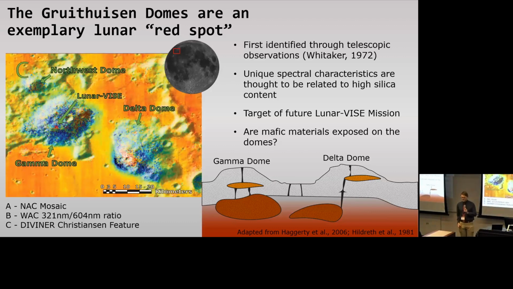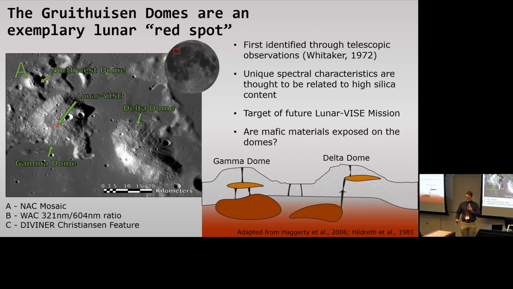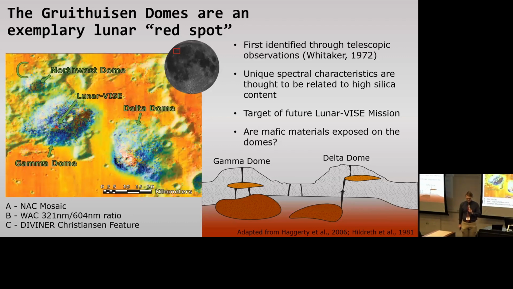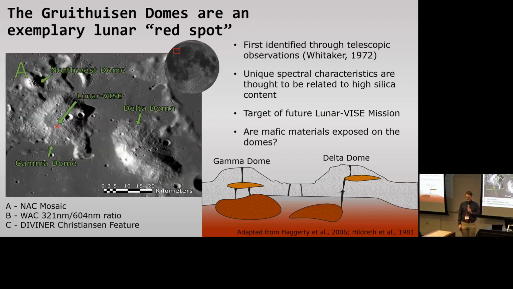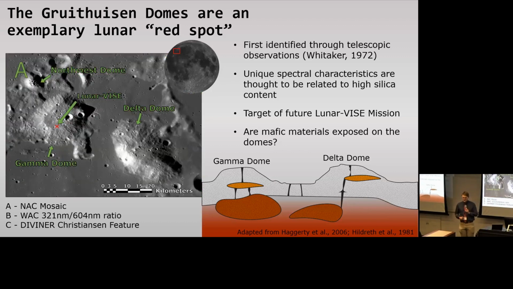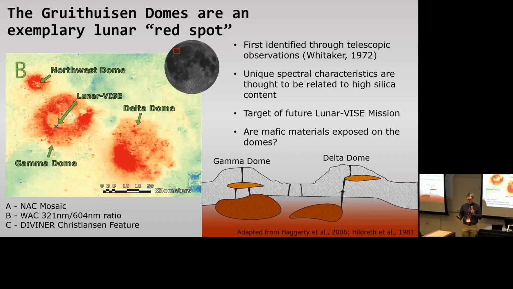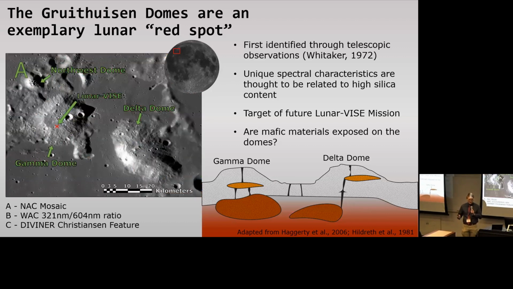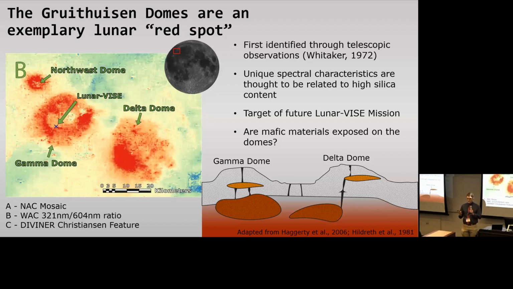So I don't think I have to explain to you guys why the Gruithuisen domes are important. I think Carrie Donaldson-Hanna did a wonderful job of that this morning. But what I will say is that the Gruithuisen domes are first and foremost an exemplary lunar red spot. And the reason I say this over a silicic volcanic complex is because until we go there, they really are defined by their spectral uniqueness.